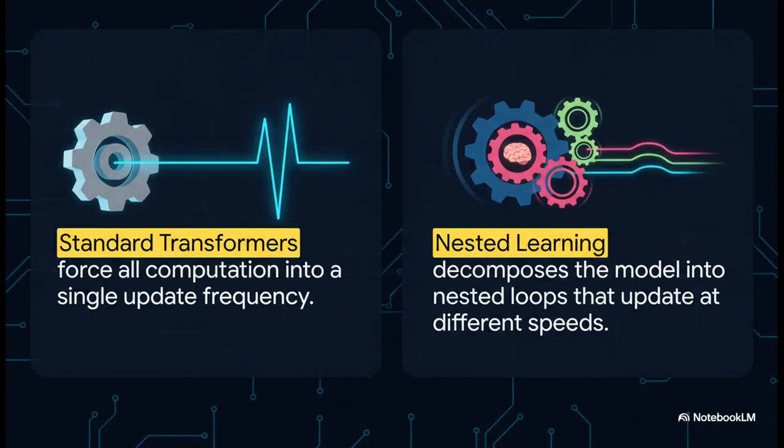So to put it simply, standard transformers force every single computation, whether it's processing one token or learning a complex idea, into the same single update frequency. The proposed solution here is to decompose the model, to break it down into nested computational loops that all operate at different speeds, which sounds a lot more like that efficient biological design.